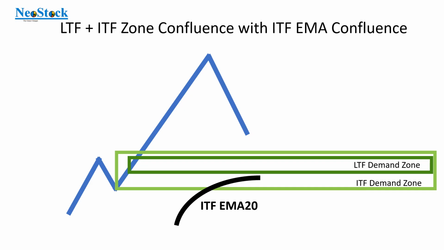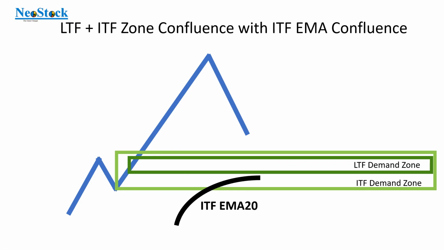So this is the reason why we are not looking for EMA confluence with the lower time frame. We are looking for ITF EMA confluence with the ITF demand zone, or HTF EMA confluence with the HTF demand zone. That we will see in the next example. First, let us talk about ITF. Somewhere it should have the zone confluence. It need not be exactly in the lower time frame zone, which is having zone confluence with the ITF time frame.